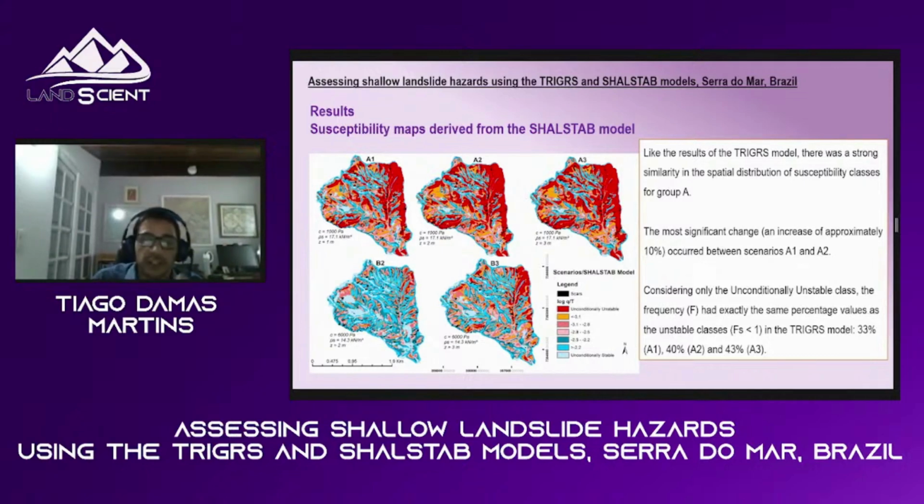As I said before, the SHALSTAB, different from TRIGRS, presents results that vary from unconditionally stable to unconditionally unstable. So it's a different idea, that has a limit value, a critical value. In this paper, the idea was to consider, in order to compare, the 4 lower classes and the 4 upper classes, the 3 upper classes. So this is an issue about comparing models that present the results in a different way. But in some, both models perform similarly.